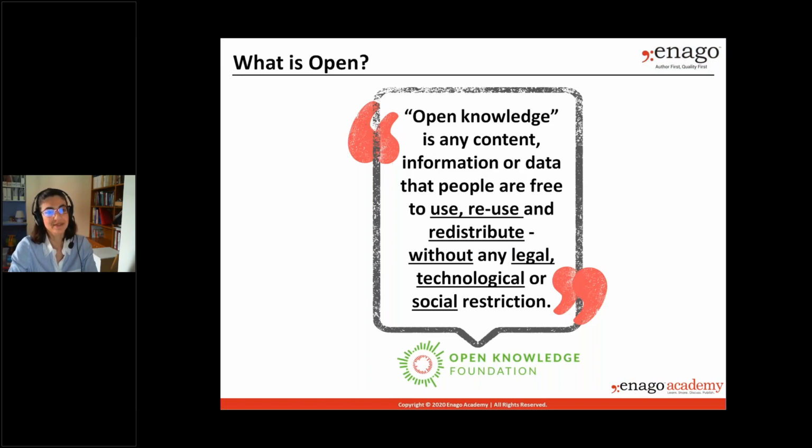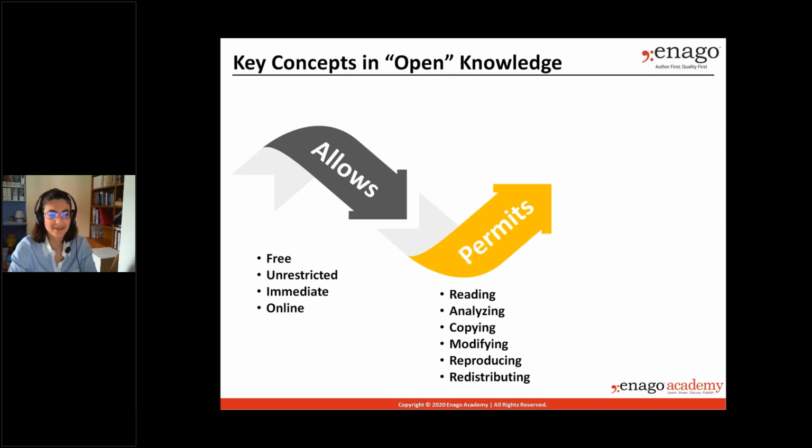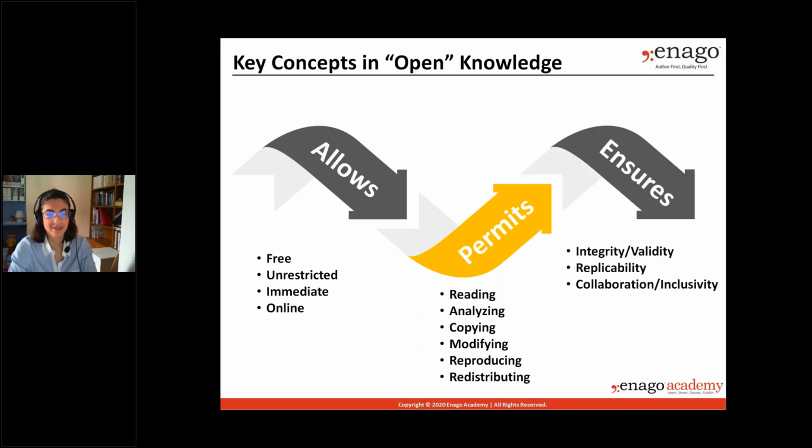Open knowledge means and is any content, information, or data that people are free to use, reuse, and redistribute without any legal, technological, or social restriction. Key concepts in open knowledge. First of all, it allows the free, unrestricted, immediate, and online access. It permits reading, analyzing, copying, modifying, reproducing, redistributing of this knowledge, and ensures integrity, validity, replicability, collaboration, and inclusivity.